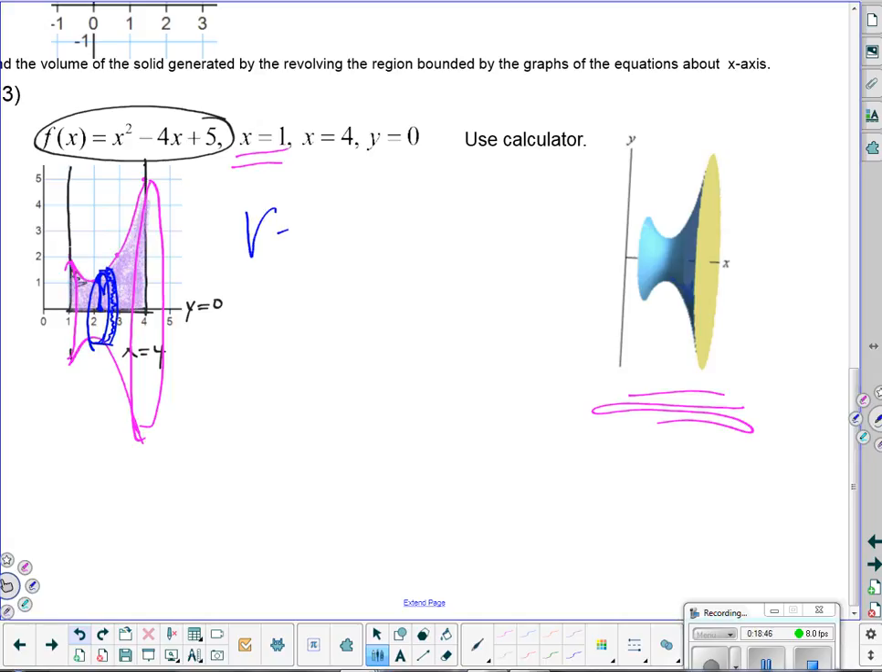So we get volume equals an integral from where to where? 1 to 4 of pi r squared. In this case, r is determined by the top function, x squared minus 4x plus 5. The bottom function is 0, so I don't need to write it, squared, dx.